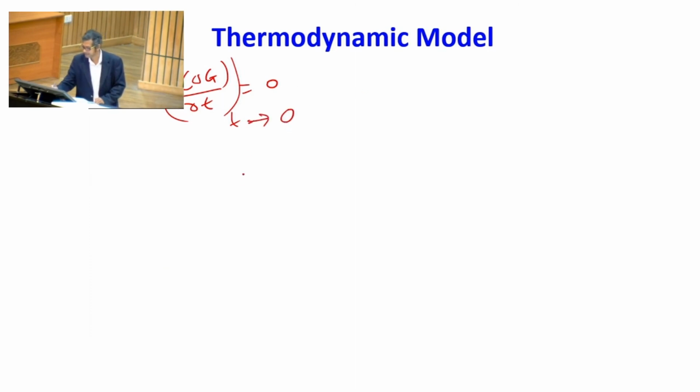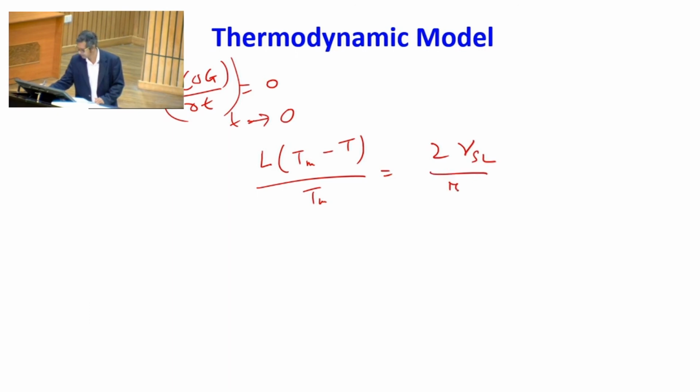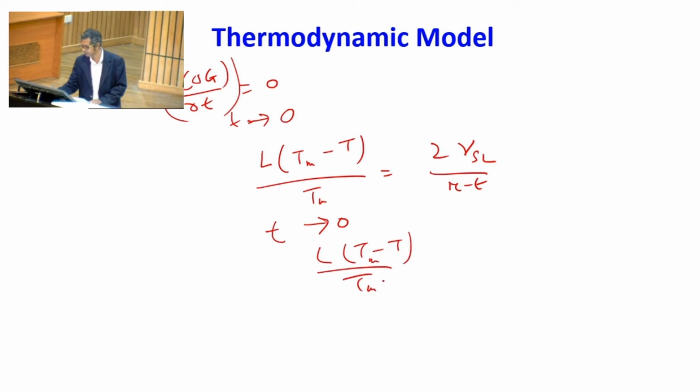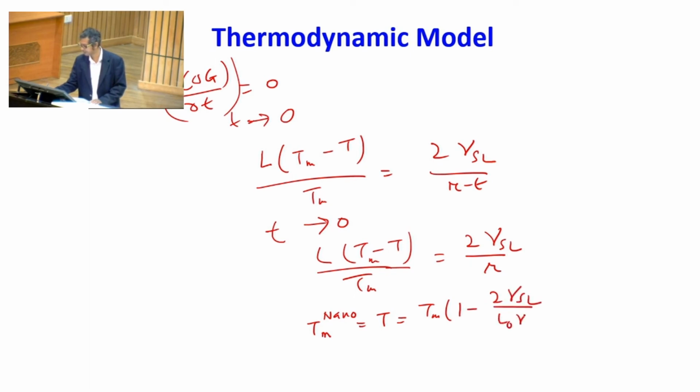Then what do you get? You will get this expression: L (Tm − T)/Tm = 2γSL/r − t. If we assume t tends to 0, then it becomes L (Tm − T)/Tm = 2γSL/r. Or rather, I can write Tm of the nanoparticle, that is equal to T, as Tm times (1 − 2γSL/(L0·R)).